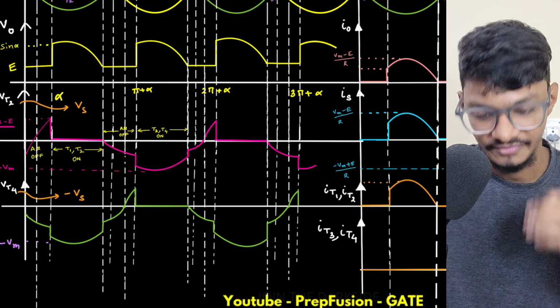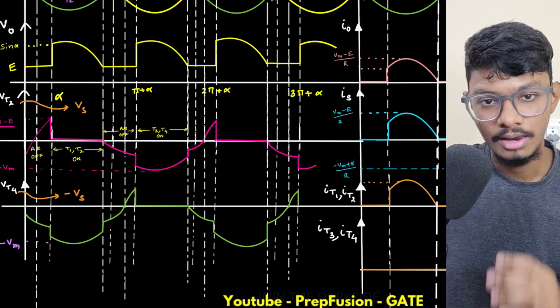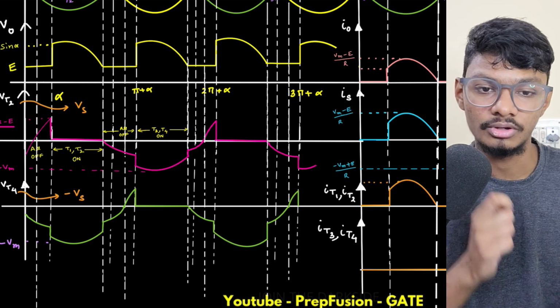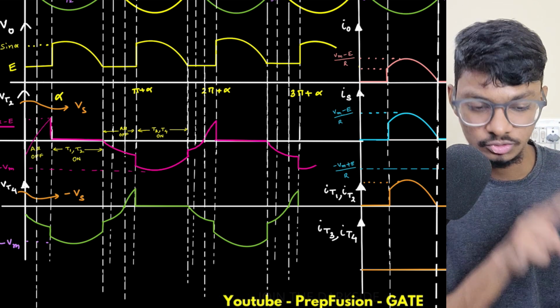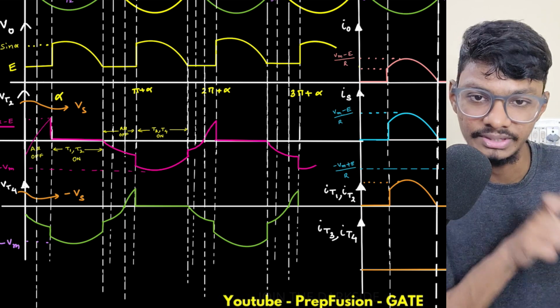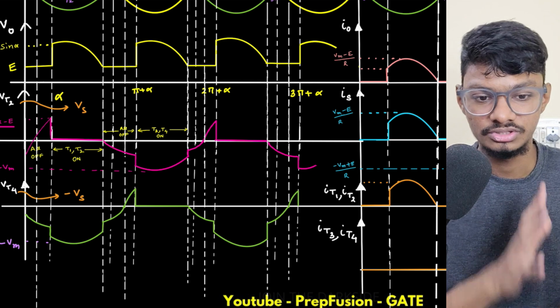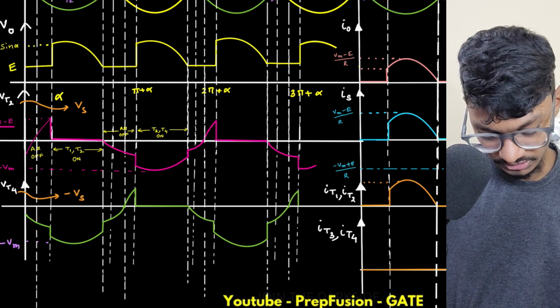But here, as two of them are on, the voltage blocked by them becomes different. So here, a sudden change will happen. Why? Because during different periods they are blocking different voltages. Once, two SCRs together are blocking Vs minus E, and once one SCR by itself is blocking only Vs. So these two things are different. That's why there will be discontinuity.